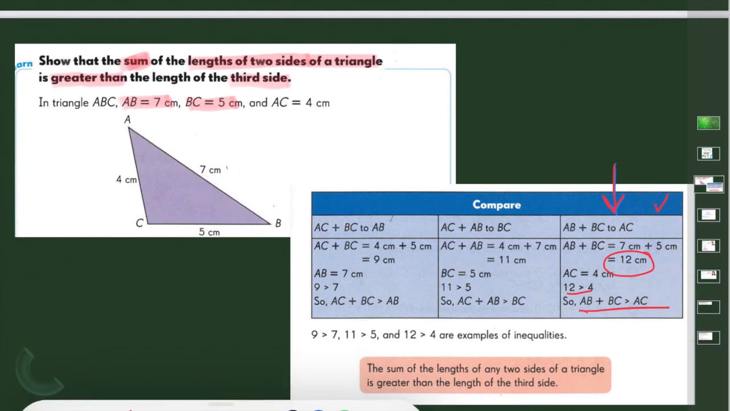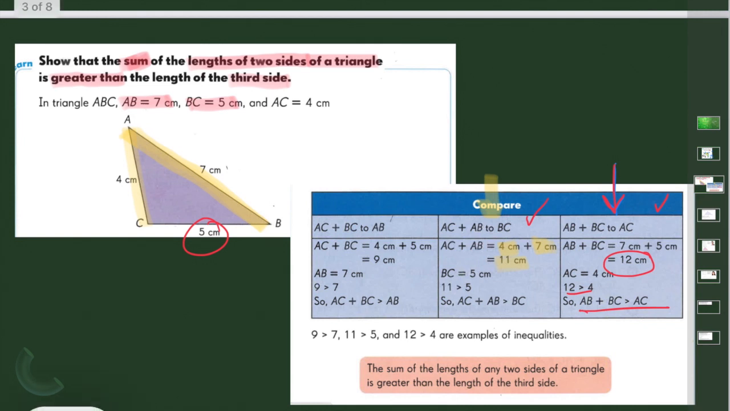Let's look at two other sides, okay? We'll look at this one next. So if we look at AC, which is 4 centimeters, plus AB, which is 7 centimeters, well, 7 plus 4 is 11, and 11 is greater than 5. So those sides check out, okay? Those follow the rule of the length of the sides.